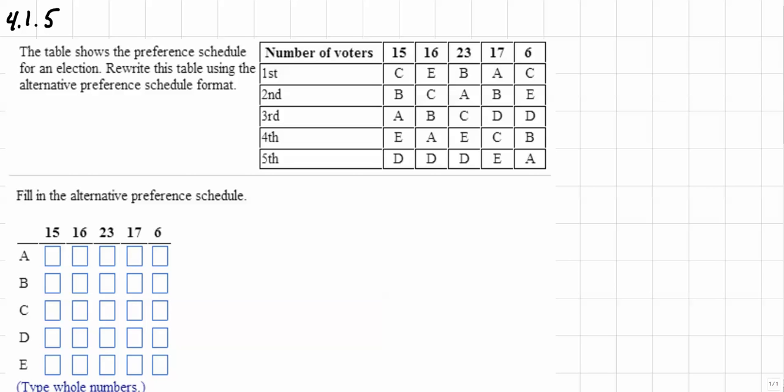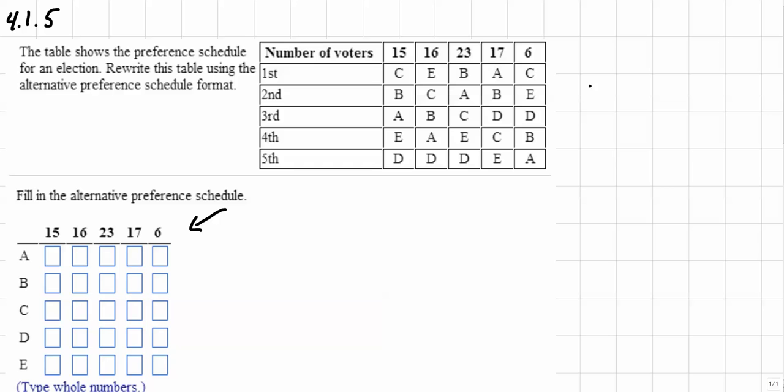The table to the right shows the preference schedule for an election. Rewrite the schedule using the alternative preference schedule format. You'll notice that the alternative preference schedule format is indicated down here in the lower left hand portion of the screen, and I've just indicated that with an arrow.